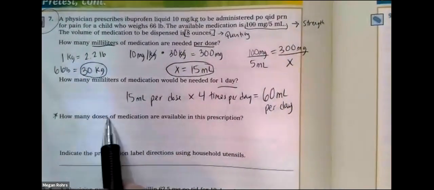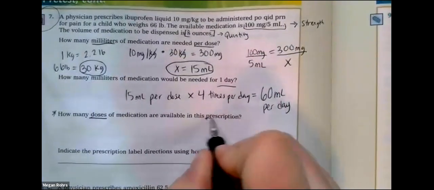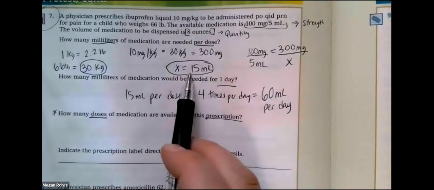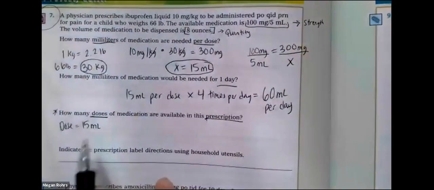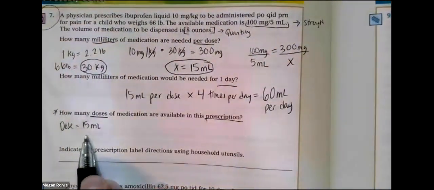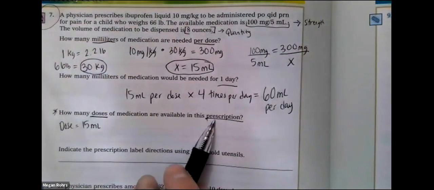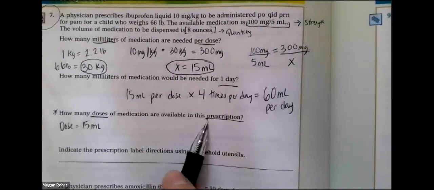Now it says how many doses are available in this prescription. Okay, now remember our dose was 15 mils. So our dose is 15 mils. That's how much they're getting at one time. And we want to find out how many doses are in the prescription. So how many doses are in the bottle? So that's the slide that I just talked about.